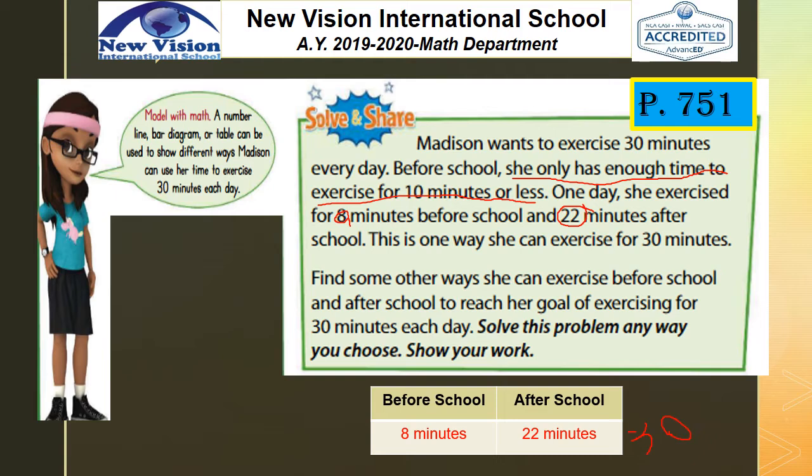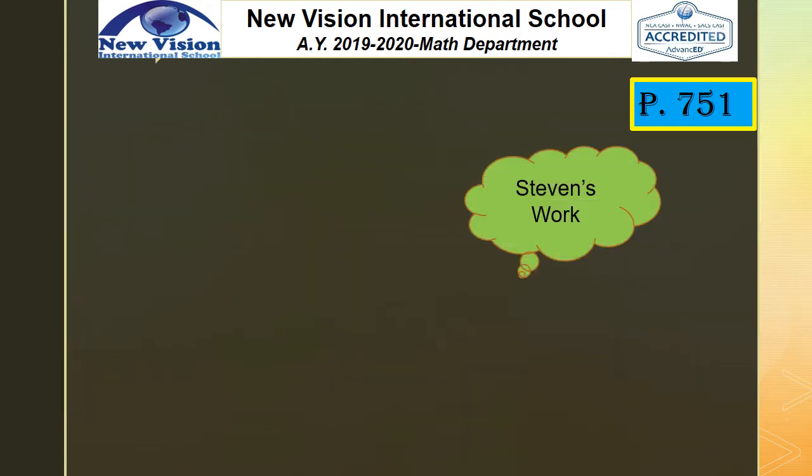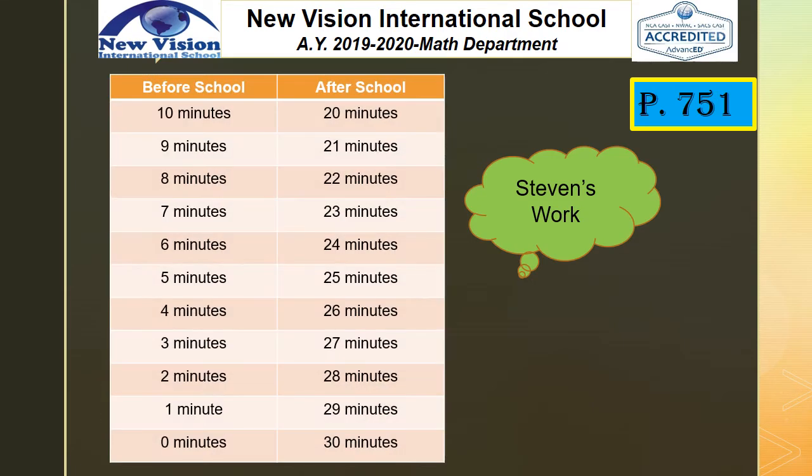Okay, good. Now, we have Steven's work. Steven is a student, and let's see his work if he's doing it right. So this is what he got. Before school and after school, if Madison exercises 10 minutes before school, then after school, she will exercise 20 minutes. That will be 10 plus 20 equals 30, right? Now, we also have before school, which is 9 minutes, and after school is 21 minutes. So 9 plus 21 equals 30 minutes, and so on.